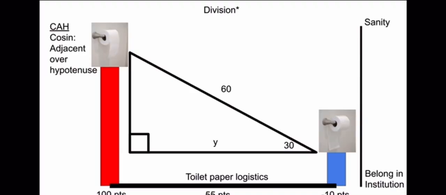Now let's go over Cah, which is cosine, adjacent over hypotenuse. Nick, stop playing Clash of Clans and listen up.